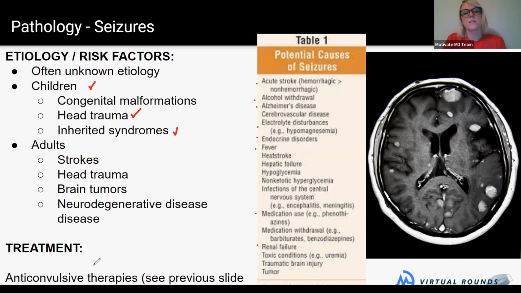How do we treat this? Anticonvulsive therapies, which we kind of talked about. Another cause is obviously brain tumors. I put in this CT scan of multiple metastases. If we remember back to last week's presentation, the most common cause of brain tumors is metastases. Primary brain cancers are not that common. So if you see a brain tumor, it's likely a metastasis.